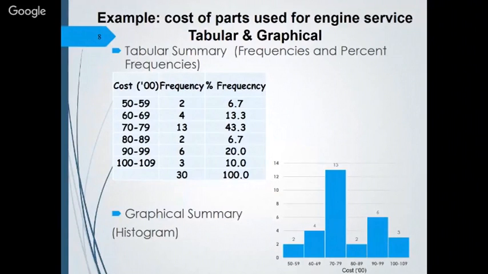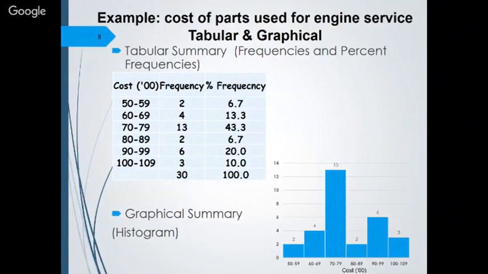After that, I counted from the previous data how many car services cost between 5,000 and 5,900. We can find that only 2 car services were there. So accordingly, we filled in all the data: 2, 4, 13, 2, and 2, 6, and 3. The total of the frequencies will be 30. So these numbers we term the frequency of that particular class.